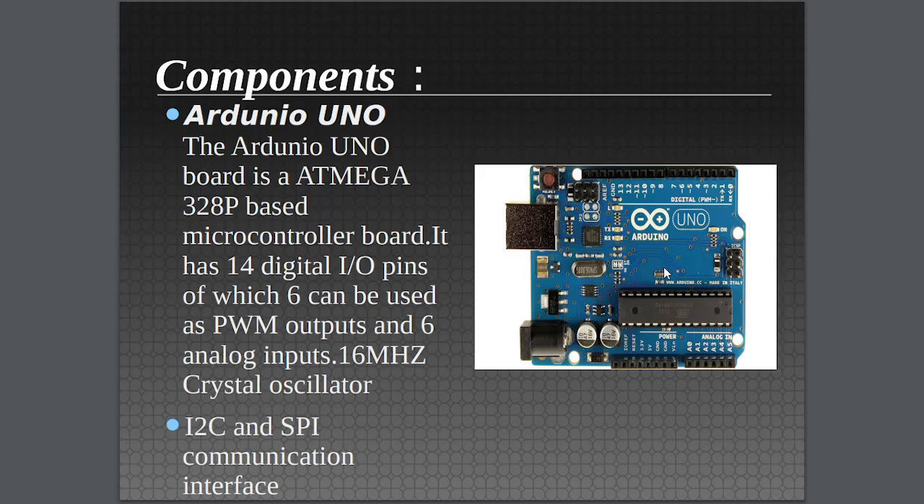First is the Arduino UNO. The Arduino UNO board is an ATmega328P based microcontroller board. It has 14 digital input or output pins, of which 6 can be used as PWM outputs, 6 analog inputs, and a 16 megahertz crystal oscillator. These are the specifications of the Arduino UNO. It is basically used as a communication interface, and it will play a major role in our project. It has I2C and SPI communication interfaces.